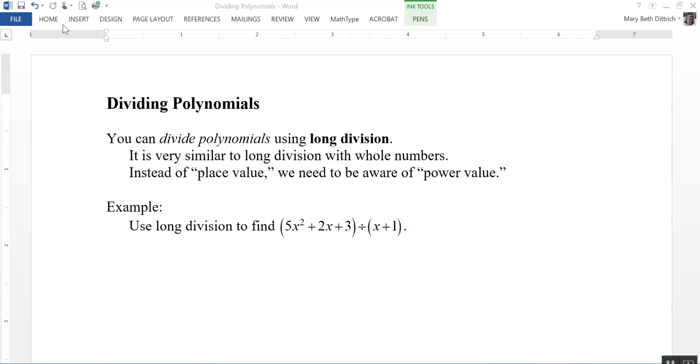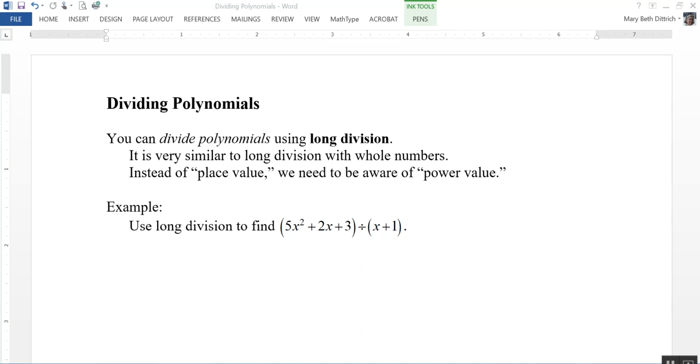This video is on dividing polynomials. You can divide polynomials using long division. It's very similar to long division with whole numbers, but instead of thinking of place value, we need to think in terms of power value. So instead of having a hundreds column, a tens column, a ones column, you're going to have an x cubed column, an x squared column, an x column, and a constant column.